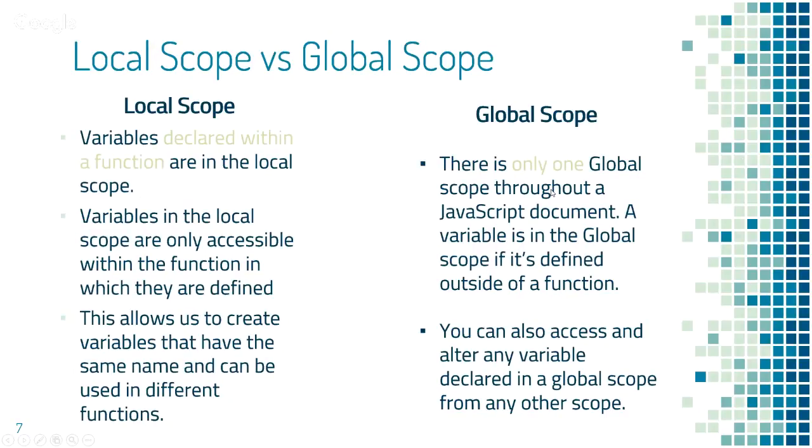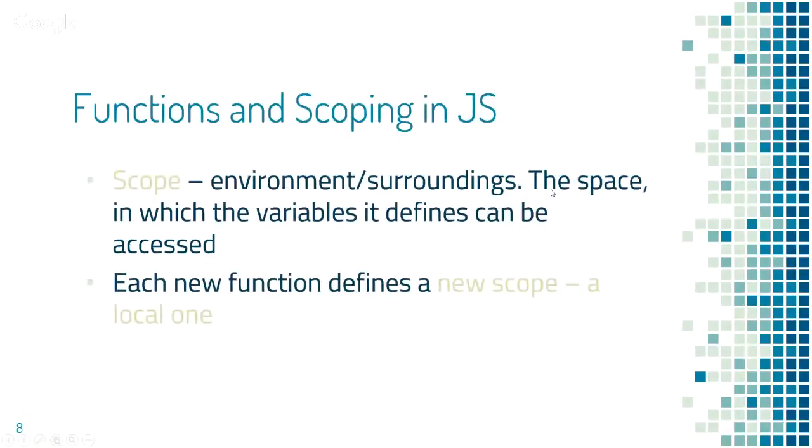So here we get a reminder of what scope is. Remember, it's the space or environment where we can access a specific variable, function, object, or whatever. Here's something interesting actually. Each new function defines a new scope. And since we know the two types of scope now, the scope created by each function is a local scope.